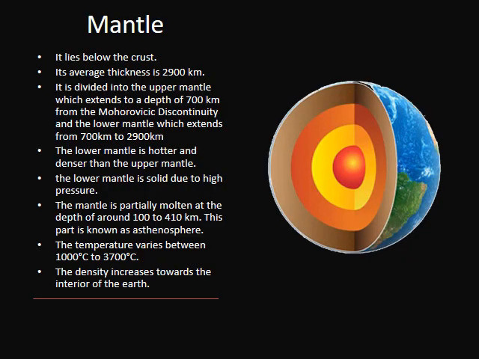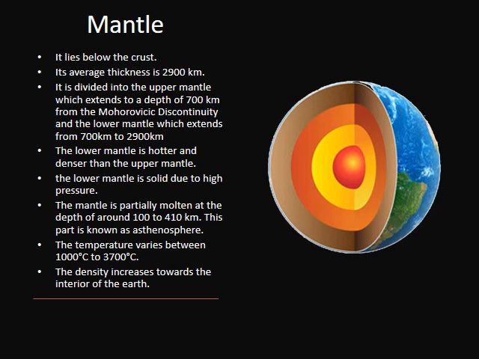Mantle. It lies below the crust. Its average thickness is 2900 kilometers. It is divided into the upper mantle, which extends to a depth of 700 kilometers from the Mohorovičić discontinuity, and the lower mantle, which extends from 700 kilometers to 2900 kilometers. The lower mantle is hotter and denser than the upper mantle.